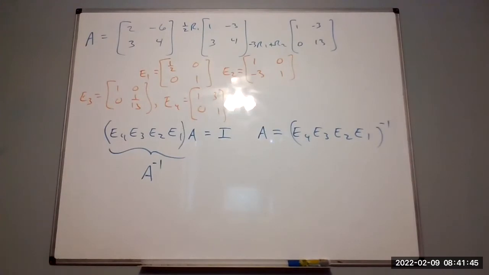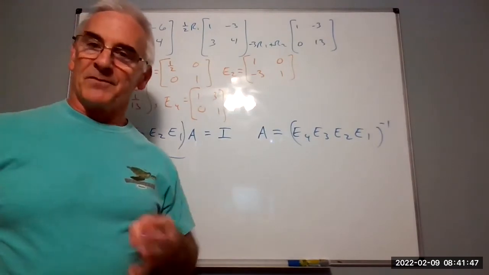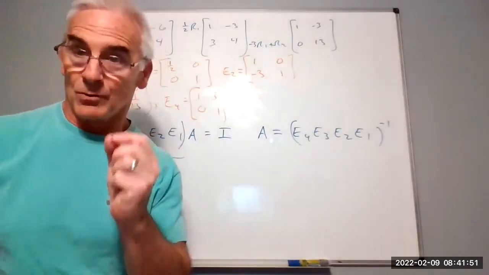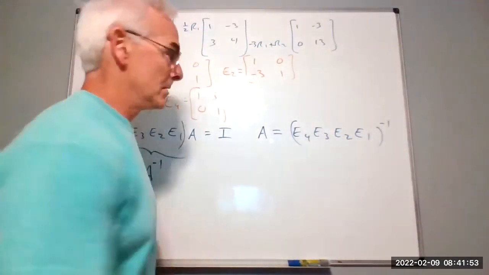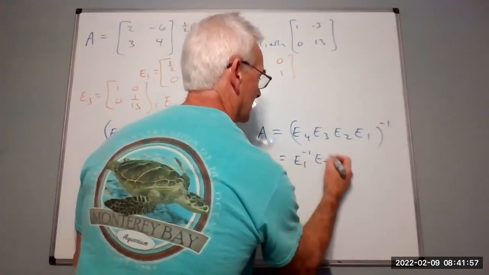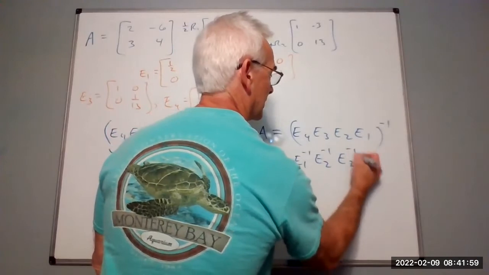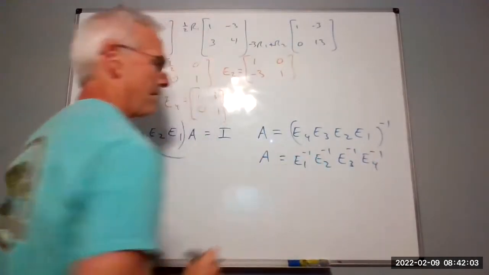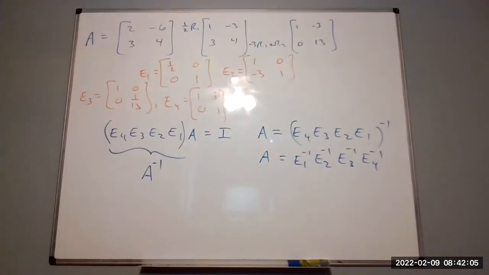And what did we say a moment ago? The inverse of a product is the product of the inverses in reverse order. That means this would have to be E1 inverse times E2 inverse times E3 inverse times E4 inverse. How interesting. I could write A as a product of matrices.